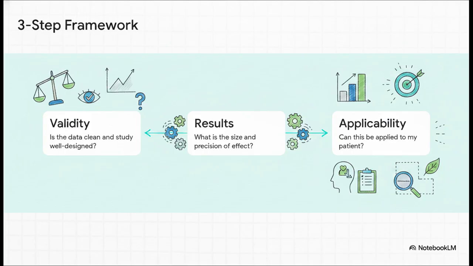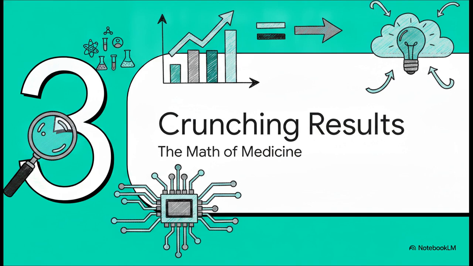And finally, Step 3, which is applicability. This is that absolutely crucial leap from theory to practice. It asks, can I actually apply these results to the specific breathing patient sitting right in front of me? This 3-step blueprint is how you systematically dismantle and understand literally any clinical trial. Okay, let's jump into Section 3, crunching the trial results. This is the math of medicine, and it's where things get really interesting.